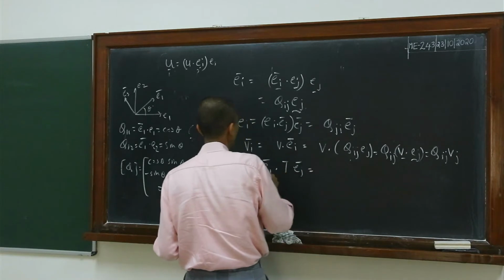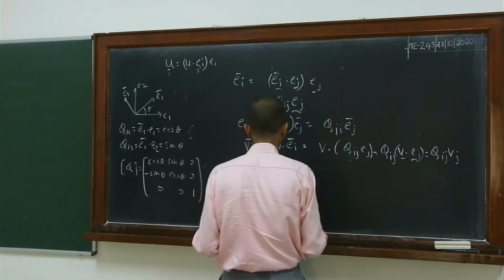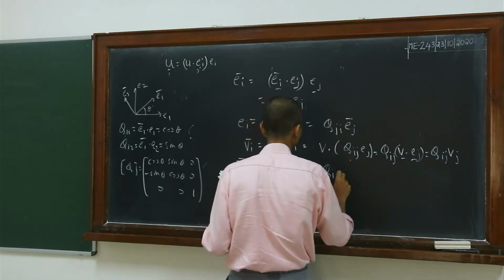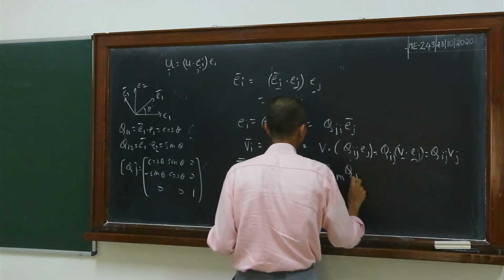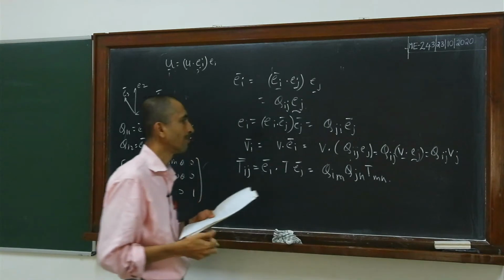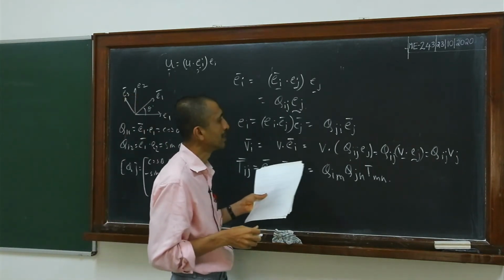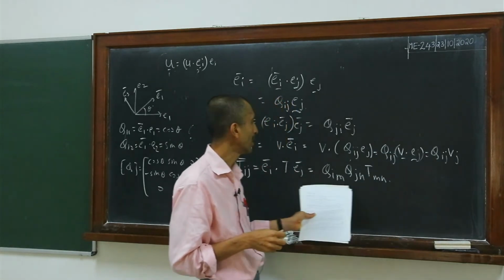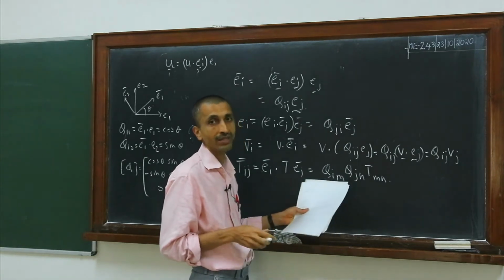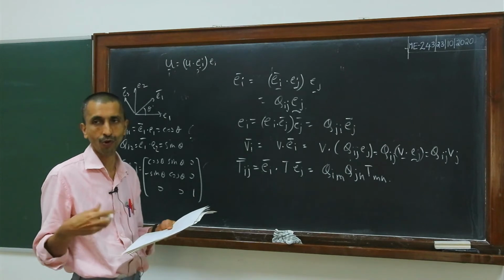Okay, and then now you express this Ei bar and Ej bar in terms of Ei and Ej, you will get finally, so I am just writing the final result, Qim Qjn Tmn. So you can write it in this particular way. You will notice that for the transformation law of a vector, this Q occurs once. For the transformation law for a second order tensor, this Q occurs twice. For a third order tensor, it would occur 3 times. For a fourth order tensor, it would occur 4 times, and so on and so forth.